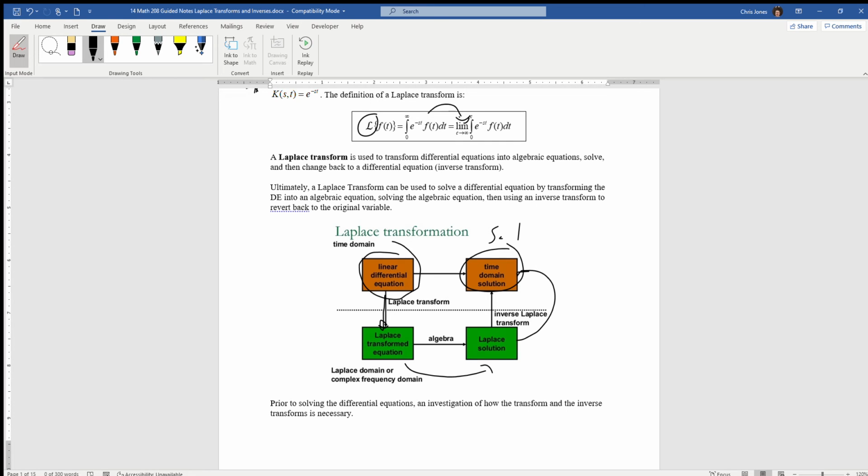Before we can do that, we have to learn how to work with Laplace transforms. So we're going to start by using the definition. Then after we use the definition, we're going to start using a table of Laplace transforms, and we're going to be able to find Laplace transforms as well as inverse Laplace transforms. And this is our formula that we're going to use at first, the definition of a Laplace transform.